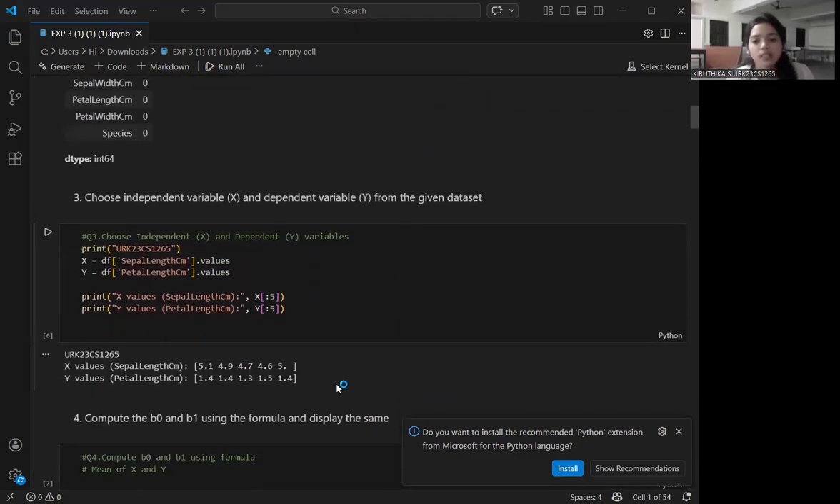And the third one is selecting independent and dependent variables, choosing X and Y. In regression, we predict one variable using another variable. The variable used for prediction is called the independent variable X, and the variable being predicted is called the dependent variable Y.